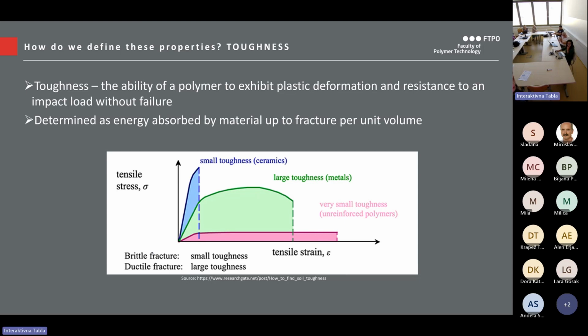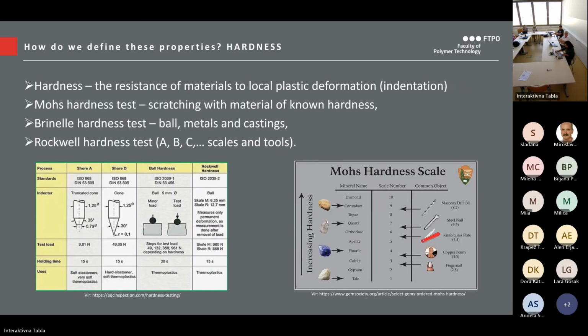We have first material with small toughness. Materials with small toughness are related to brittle fractures like ceramics. Then we have material with large toughness, large surface area below the stress strain curve, for example, like metals. And then we have materials with small toughness, which are unreinforced polymers, and ductile fractures are characteristic for such materials.